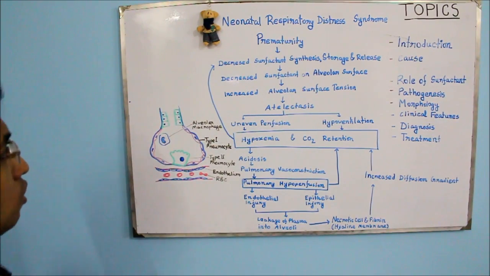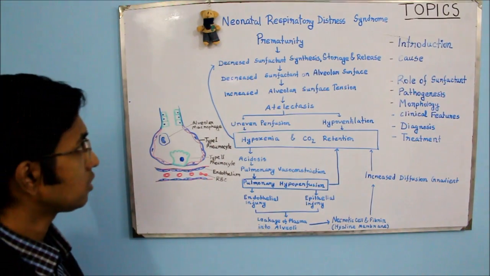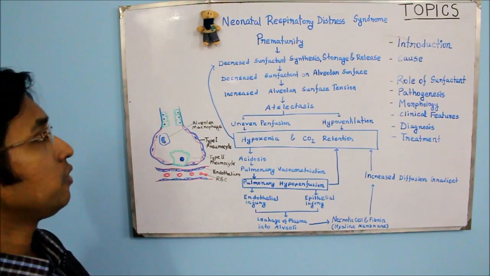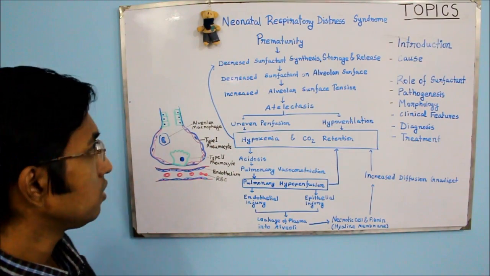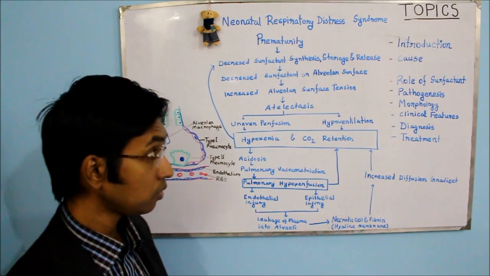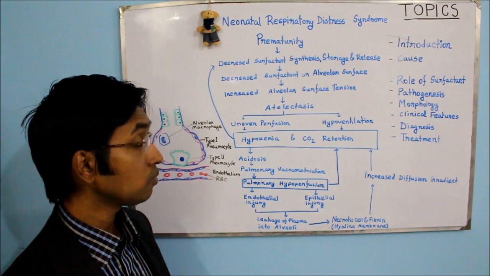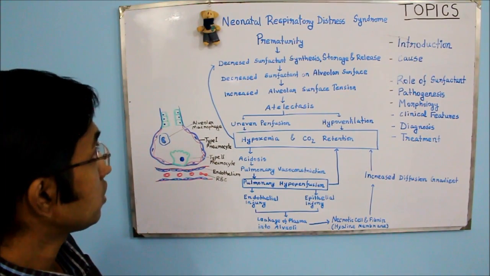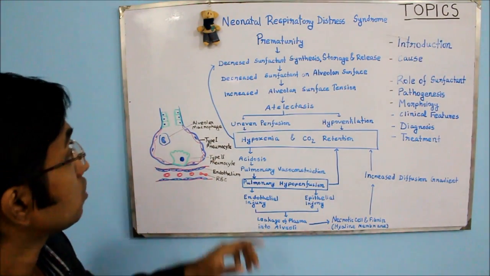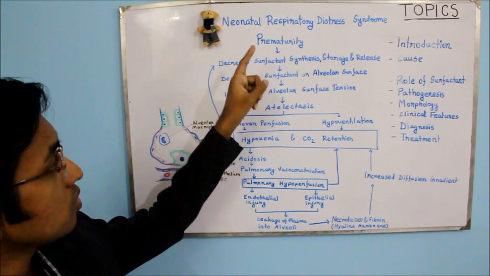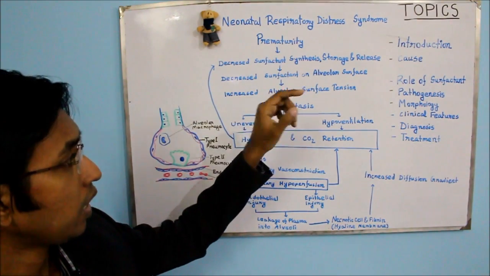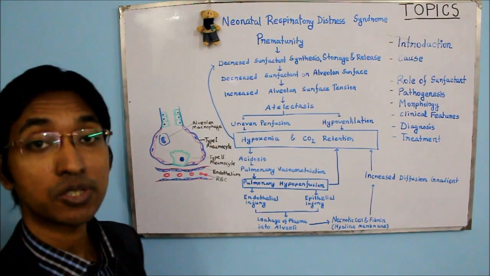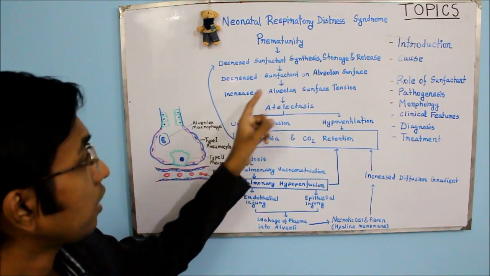So in this flowchart we can see that everything is beginning due to prematurity of the lungs. Usually the baby is preterm and usually less than 34 weeks old, and as a result of premature lung, there is decreased surfactant synthesis, storage and release, and therefore there will be less amount of surfactant present in the alveolar surface.